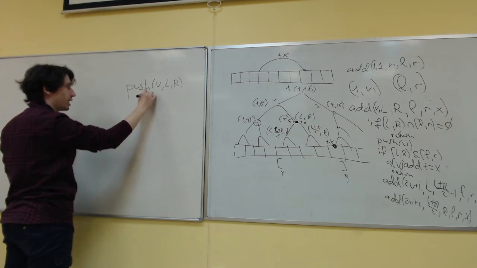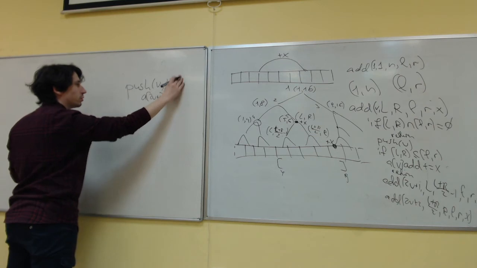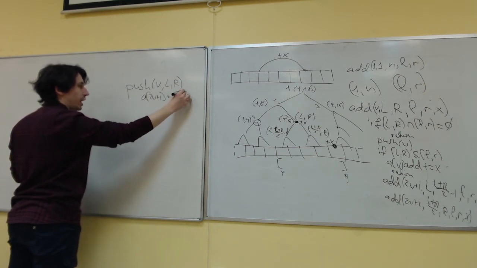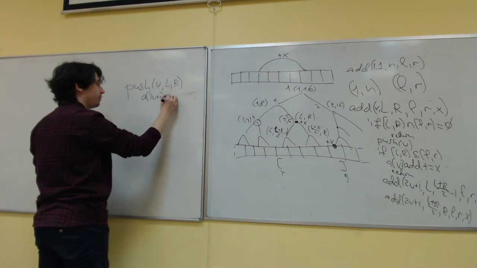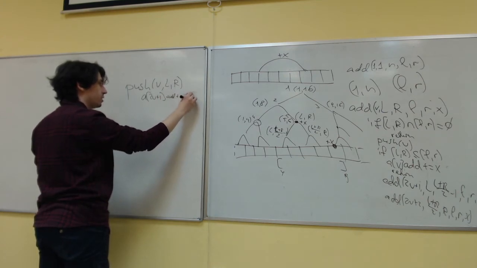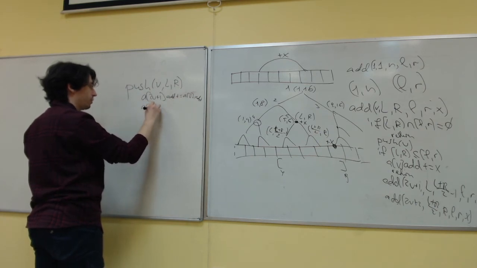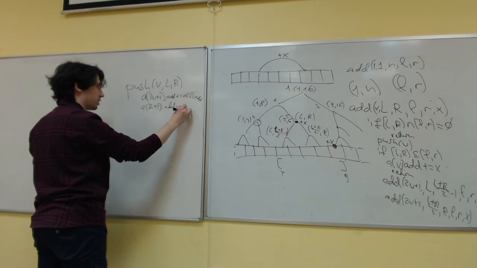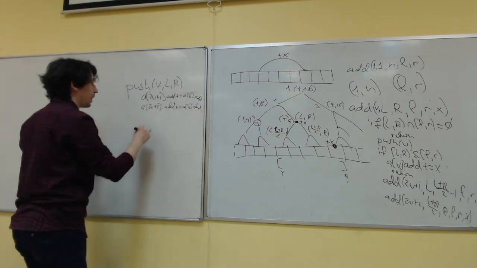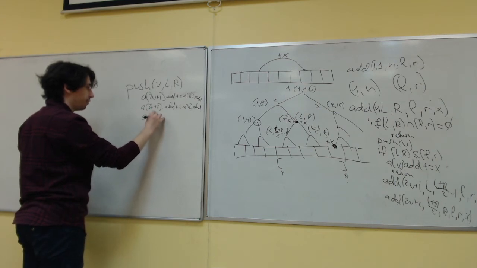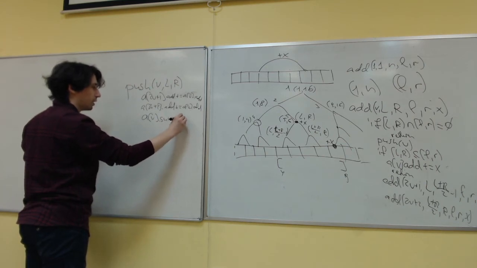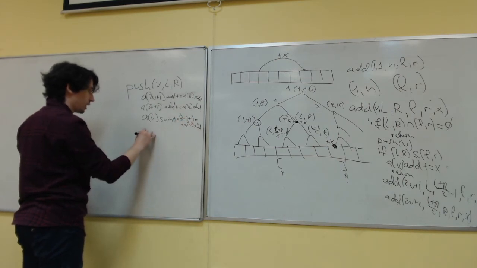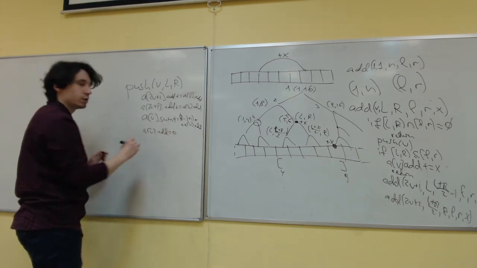So what should we do? We should say a of 2v plus 1 dot add plus equals a of v dot add, then a of 2v plus 2 dot add plus equals a of v dot add. And then finally you could say a of v dot sum plus equals r minus l plus 1 times a of v dot add, and then you say a of v dot add equals 0.